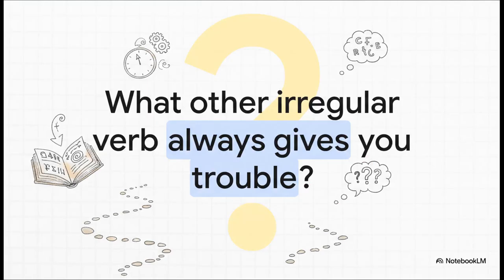So that's the story of come versus came. It's not just some random, frustrating rule. It's a little window into the long history of the English language, which leaves us with a great question to think about. Besides come, what's that one other irregular verb that always gives you a bit of trouble?